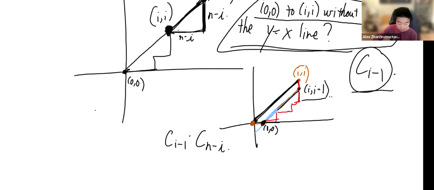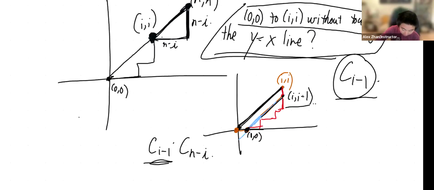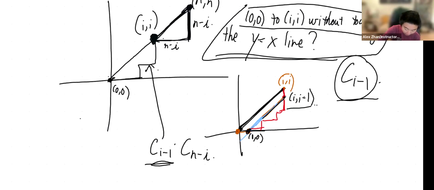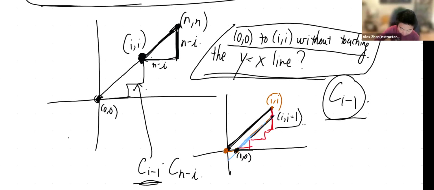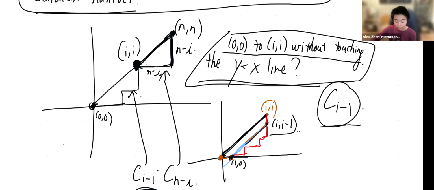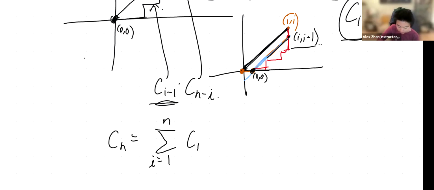Do you understand? Because C_{i-1} represents the number of ways to go from (0,0) to (i,i), and C_{n-i} represents the number of ways to go from (i,i) to (n,n). If you understand this, then I think you'll understand why C_n is equal to the sum over i equals 1 through n of C_{i-1} C_{n-i}.